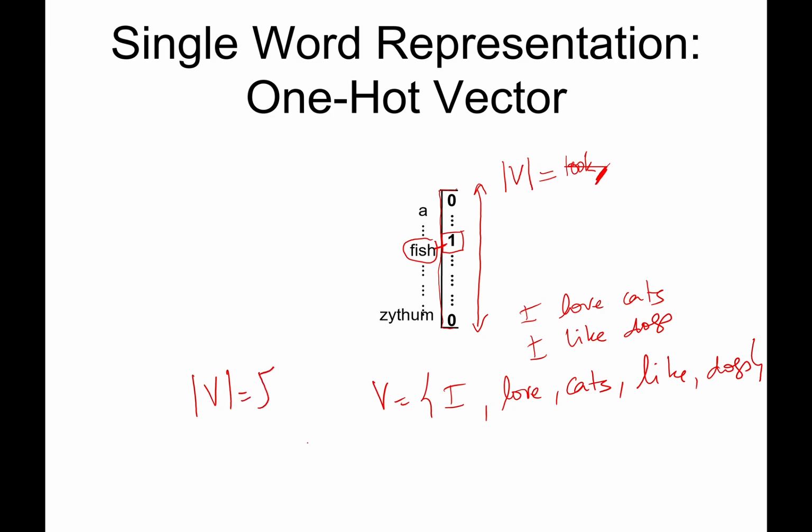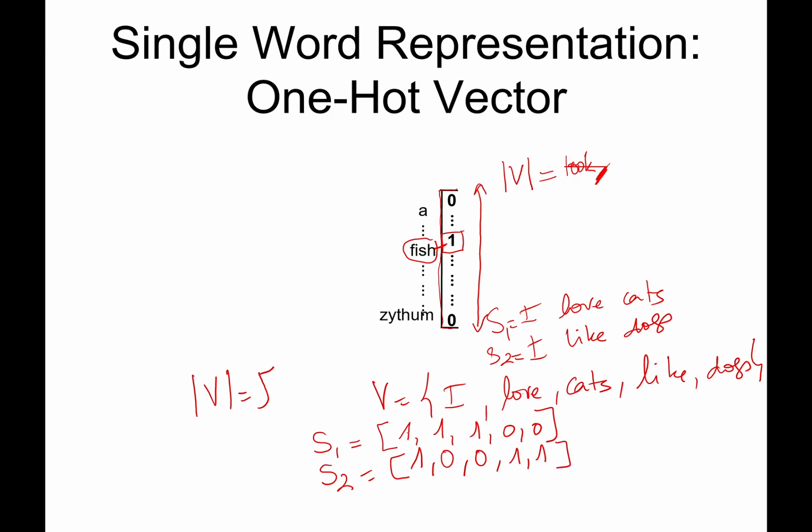Then let's say that I want to represent this first sentence here, S1. S1 will be something like this. It's going to be 1, 1, 1, 0, 0, right? Because the first word I is present, second is present, cats is present, like and dogs are not here. So if I do S2, it's going to be something like: I, love is not there, so it's 0, cats is not there, so it's 0, like and dogs are here.